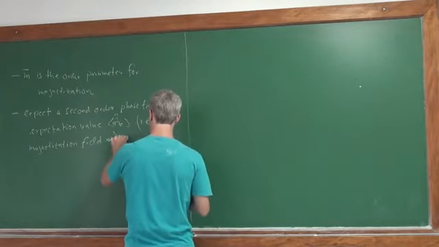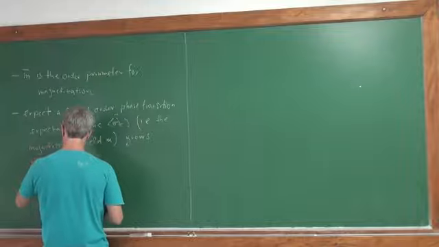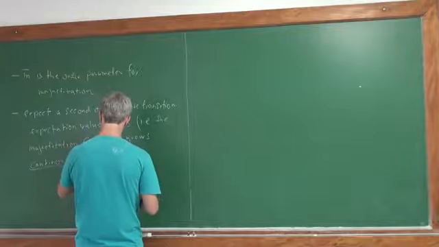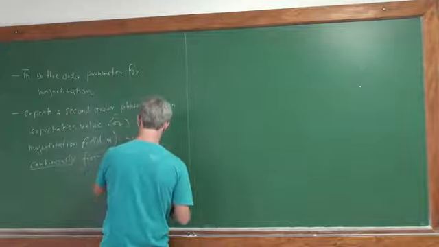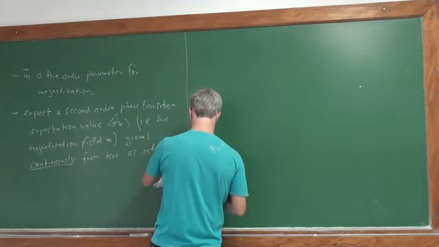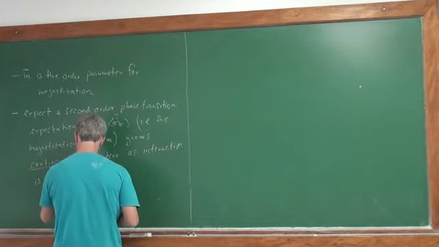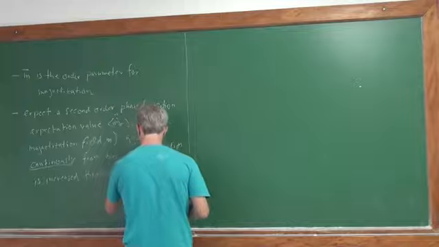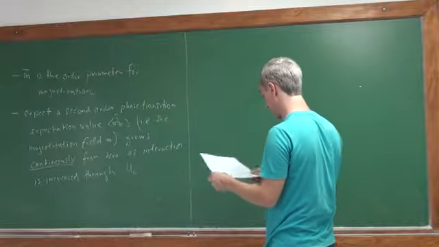In the second order phase transition, this grows continuously from 0 to some finite value as the interaction is increased through some critical value of the interaction strength. U_c denotes the critical value of the interaction strength. Okay, so let's assume this.